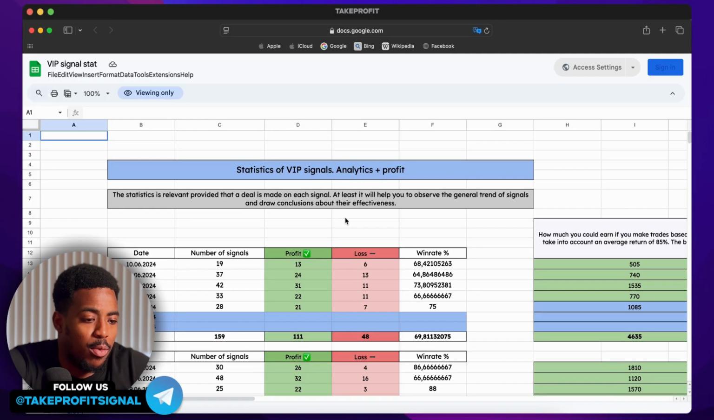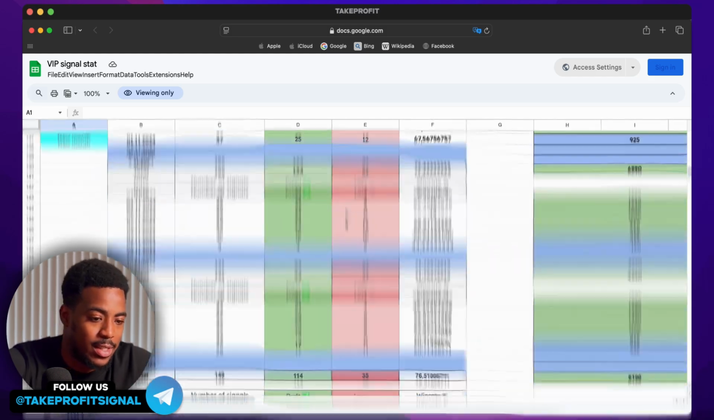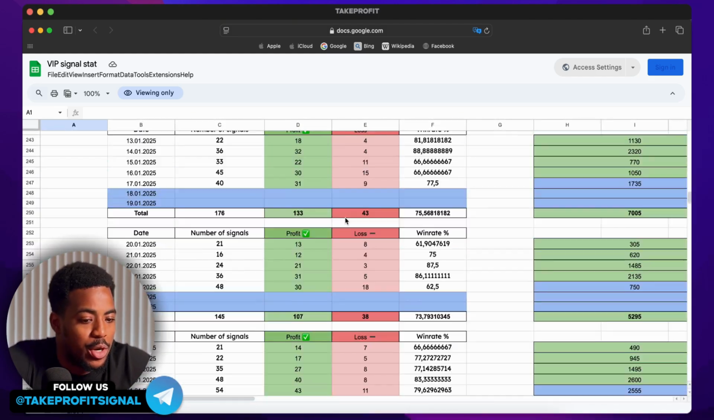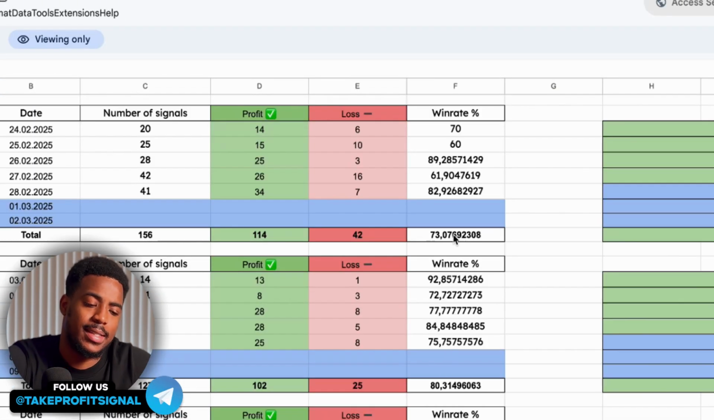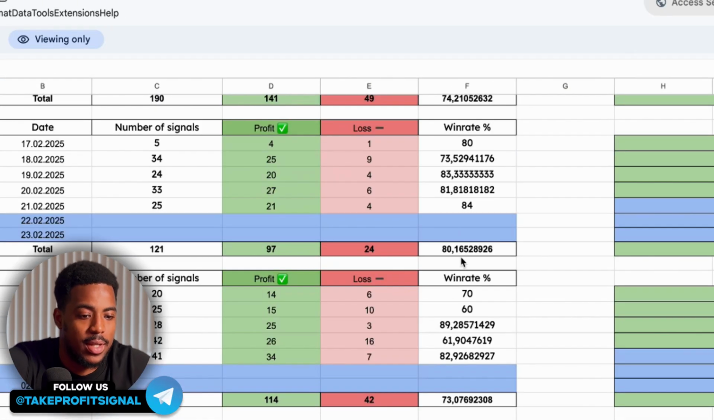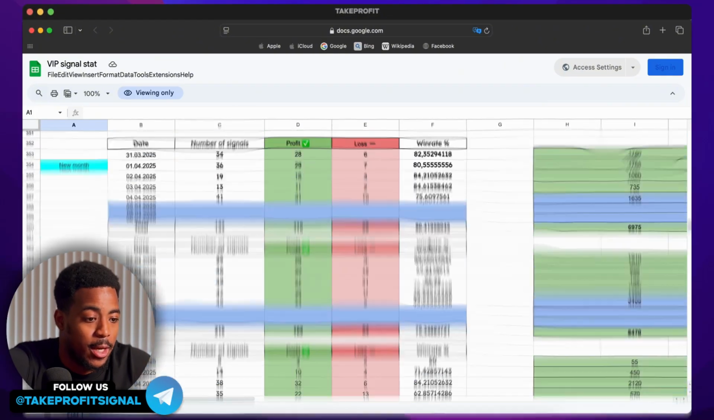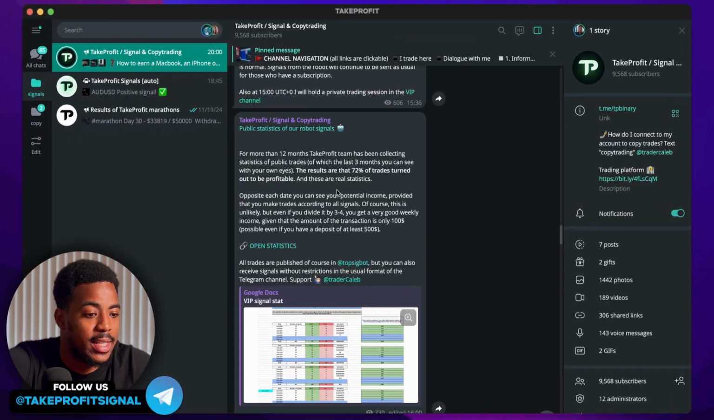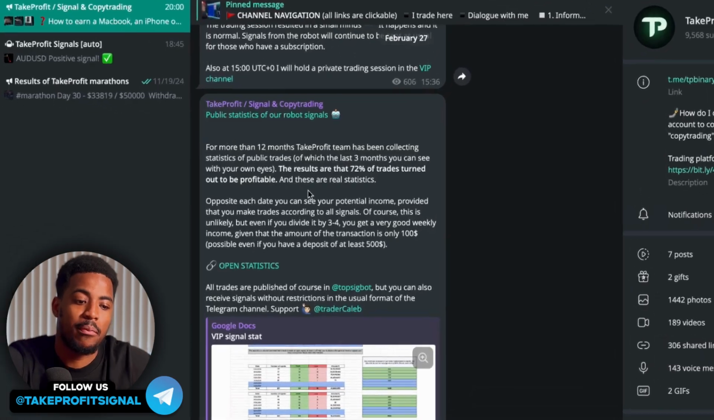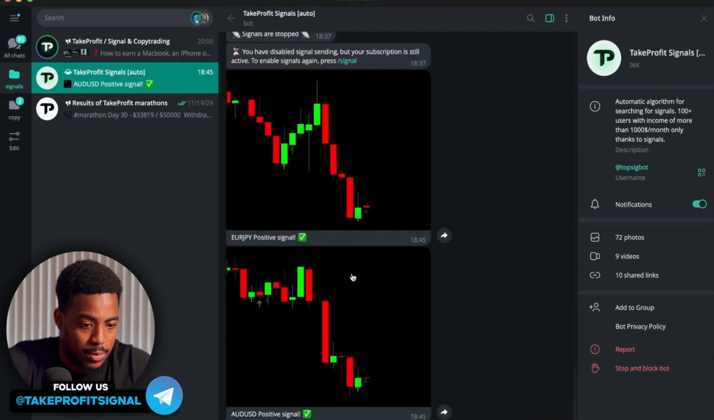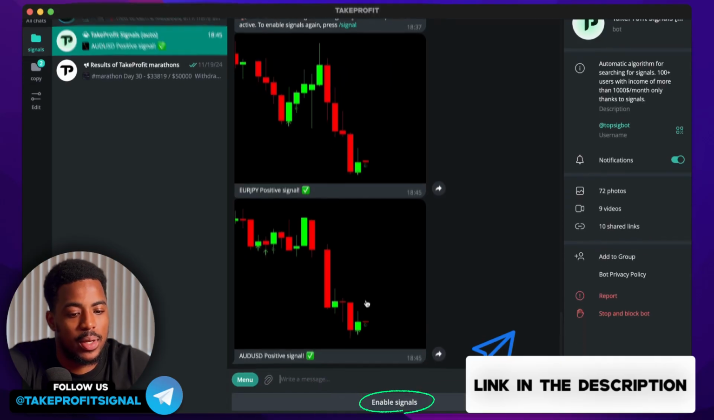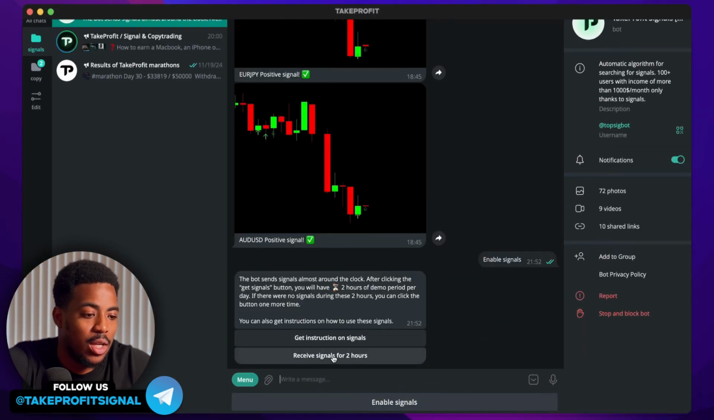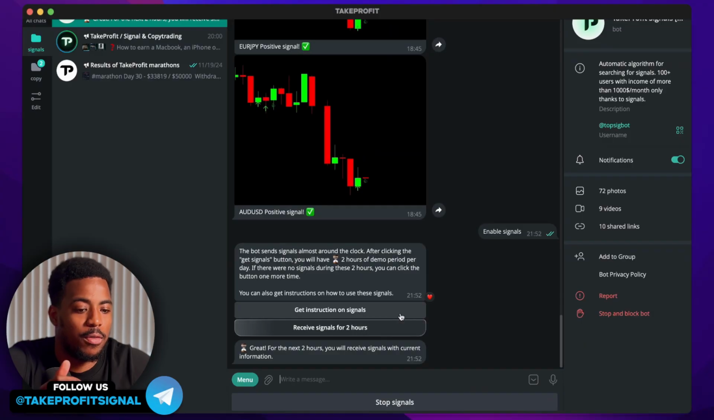Before we start, I would like to just show you the statistics of these signals that we are going to trade today. Winrate 85, 80, 73, 80%. This is very high, and you can find these statistics in the open channel. So we just need to go to the bot. I will leave the link in the description and click the button to enable signals and then confirm the receipt of a signal within 2 hours.